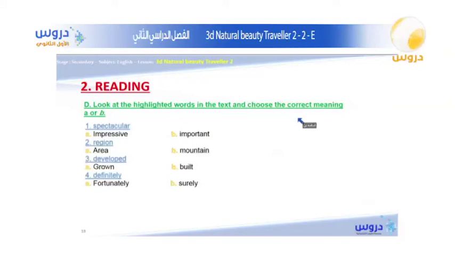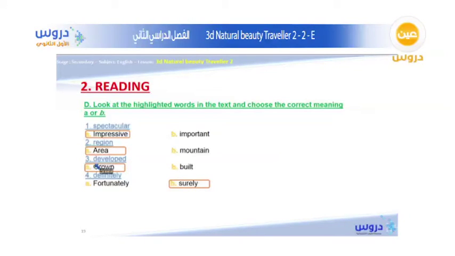Okay, my students. Here we go directly to some vocabulary. Here we have some highlighted words. You know, in your book, there are 4 highlighted words. You have to focus and figure out the meaning of them. Find the highlighted word in the text, and choose the correct meaning, A or B. The first one is spectacular. The meaning of that is impressive or important. The answer is impressive.